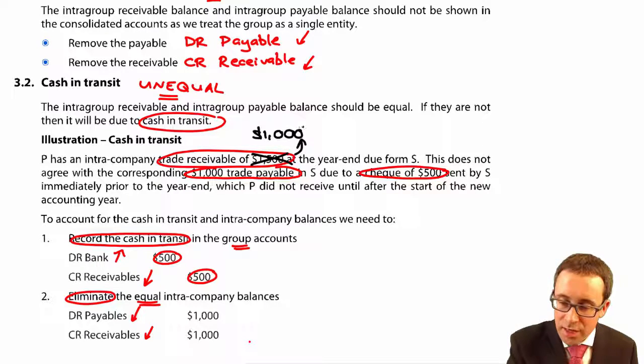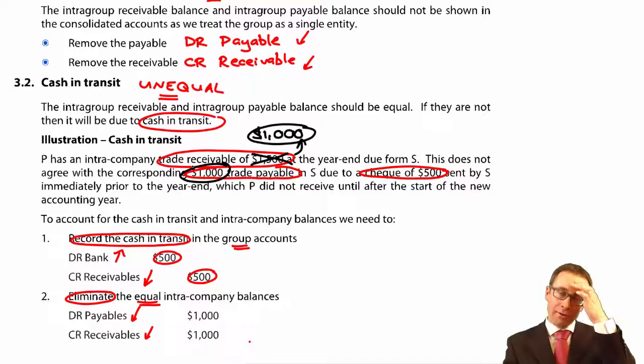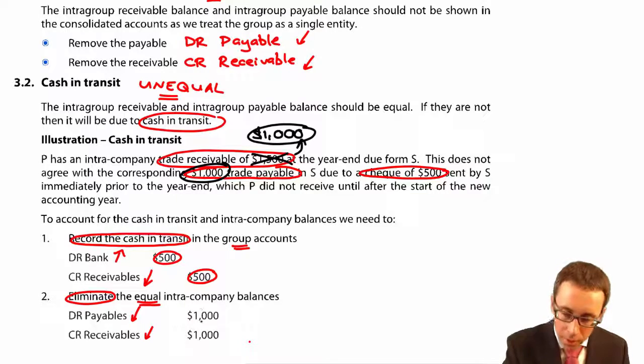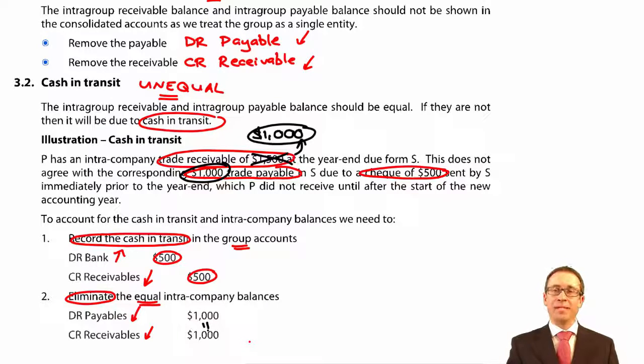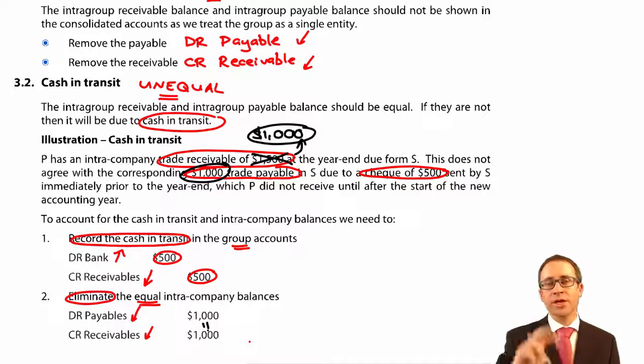We now have a receivable intracompany of 1,000, a payable intracompany of 1,000 as well. They are equal, aren't they? So they can then be eliminated. Okay. Yeah, tricky. You could try and do it in one big go by debiting bank, crediting receivable, debiting payable. Don't. Okay, if you do that, you're going to run yourself into all sorts of difficulty. Do it in 2 steps. Record the cash in transit first, and then go through and eliminate the equal intra-company receivable balance.